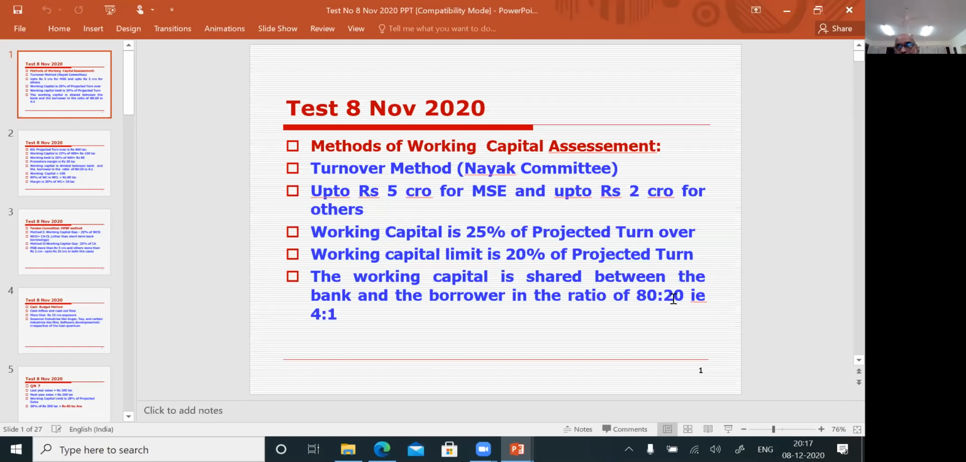Again, I repeat, as per the Nayak committee method, for which advances it is applicable: MSC up to 5 crores, others up to 2 crores. The Nayak committee turnover method is applicable. So as per the committee, the working capital is 25% of the projected turnover. Working capital limit is 20% of the projected turnover. That means the working capital is divided between the bank and the borrower in the ratio of 80:20, 4:1. When you see the next slide, you will understand.